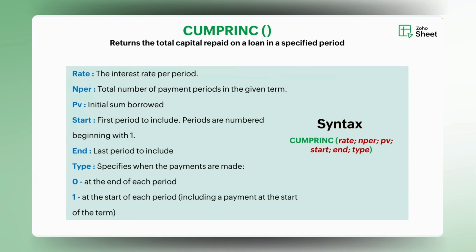And start is the first payment period you want to include. Payment periods are numbered starting from 1. So if you want to track payments starting from the second year, this would be 2. And the type specifies when the payments are made. Let me show you an example of how this works.